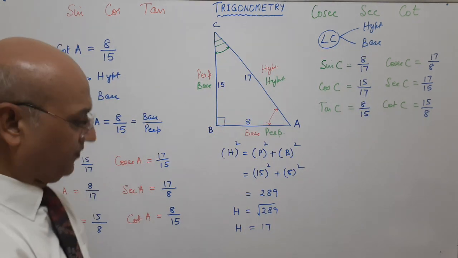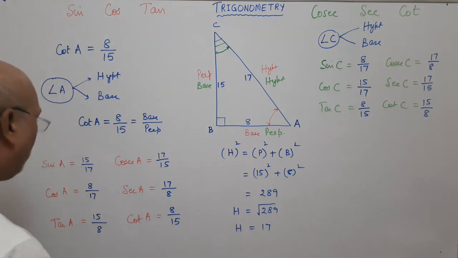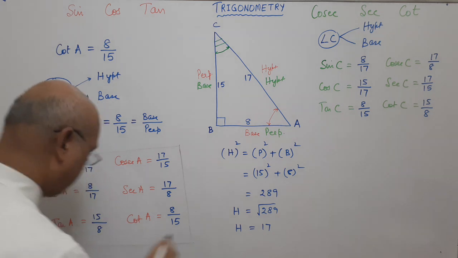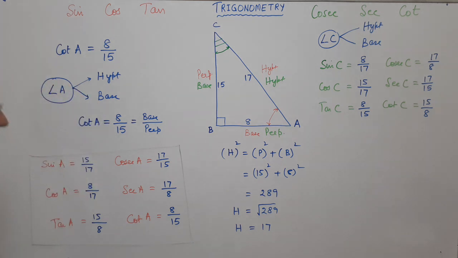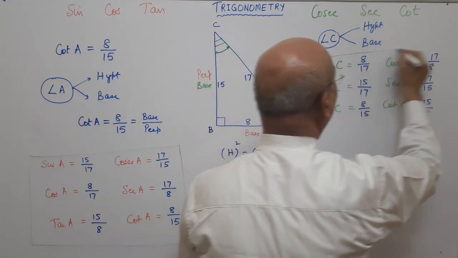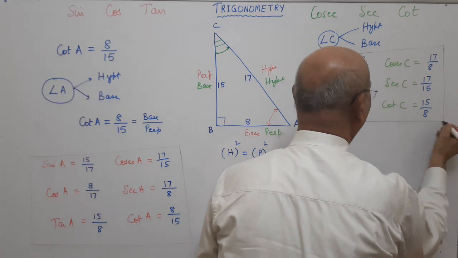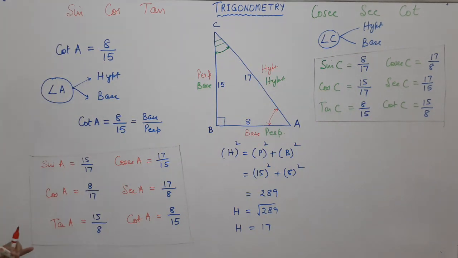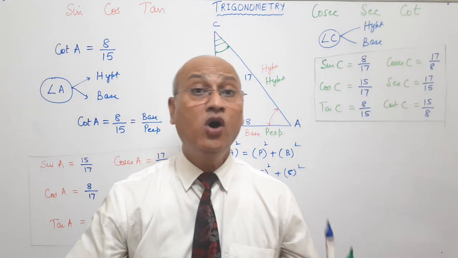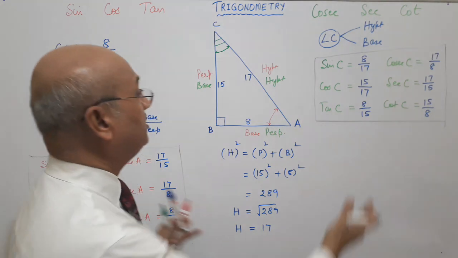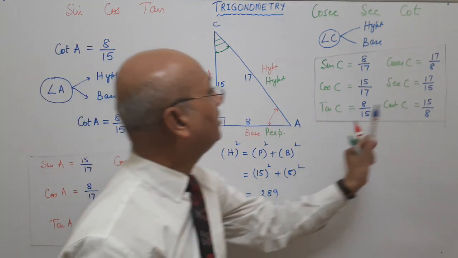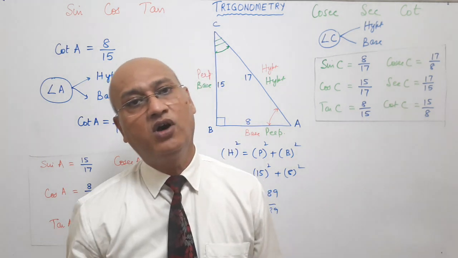Okay. Now what is important here? These ratios and these ratios. 6 ratios this and 6 ratios this. In all you have 12 trigonometric ratios. Your question will be framed on the basis of these 12 trigonometric ratios. And if you know how to calculate these 12 trigonometric ratios, you can solve any question.